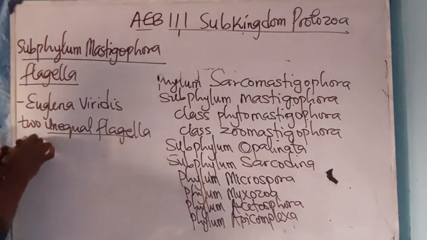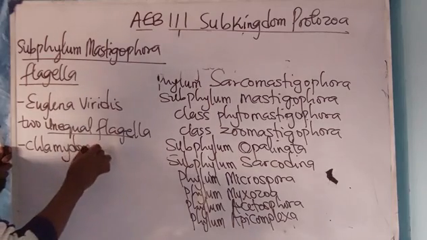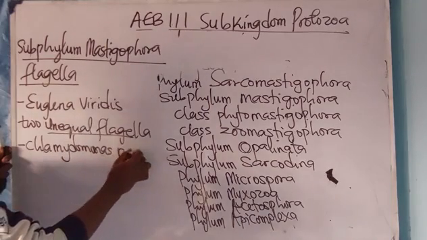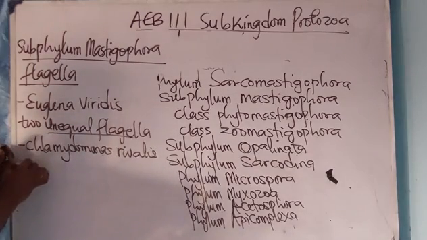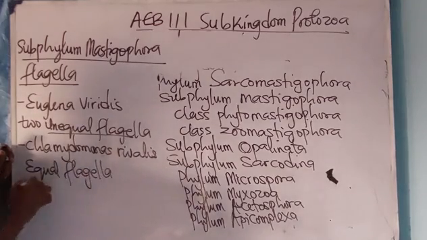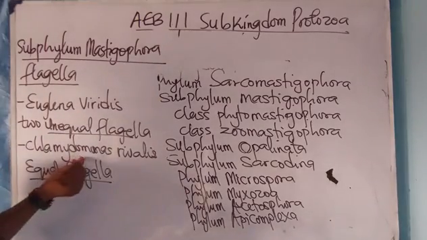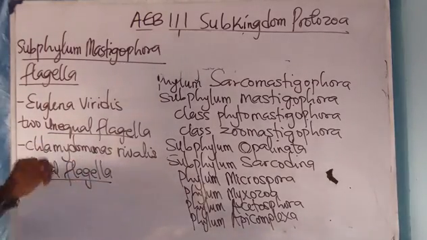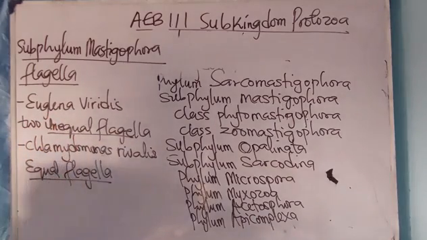Another example is Chlamydomonas rivalis. Chlamydomonas rivalis has two equal flagella. You can see that. The flagella possessed by Chlamydomonas are equal, but the ones possessed by Euglena are unequal. Take note of that.